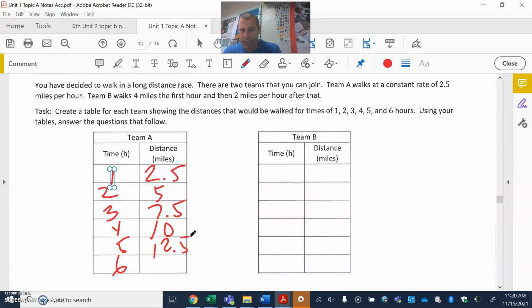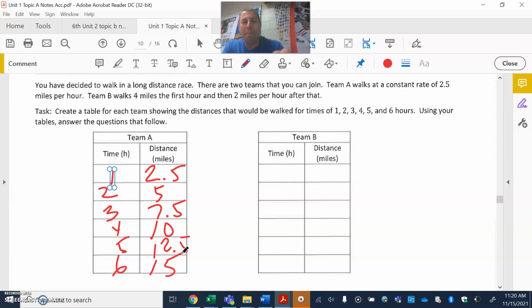10, 12.5. Oops, wait a second. No, we're good. Sorry, I thought I was off there somewhere. All right, and then 15. I was kind of looking for patterns there, like the 5, skip to the 10, skip to the 15. The 2.5, add a 5, add a 5. Just kind of making sure.